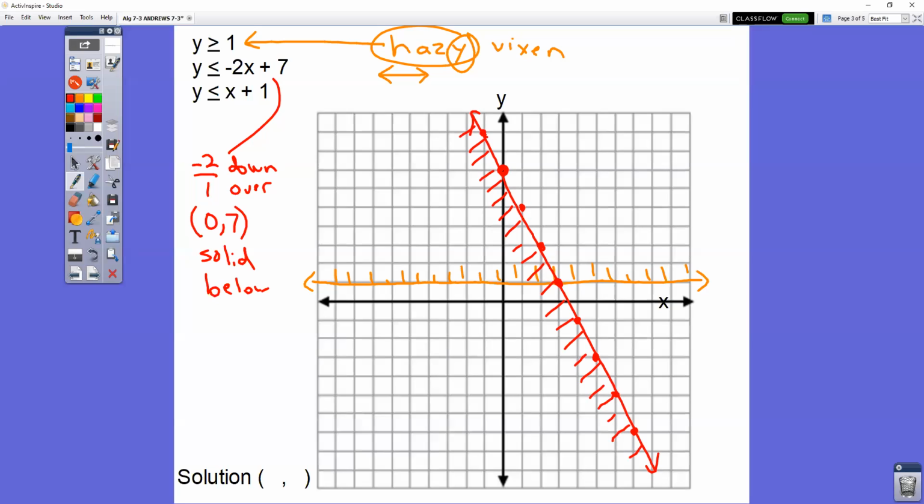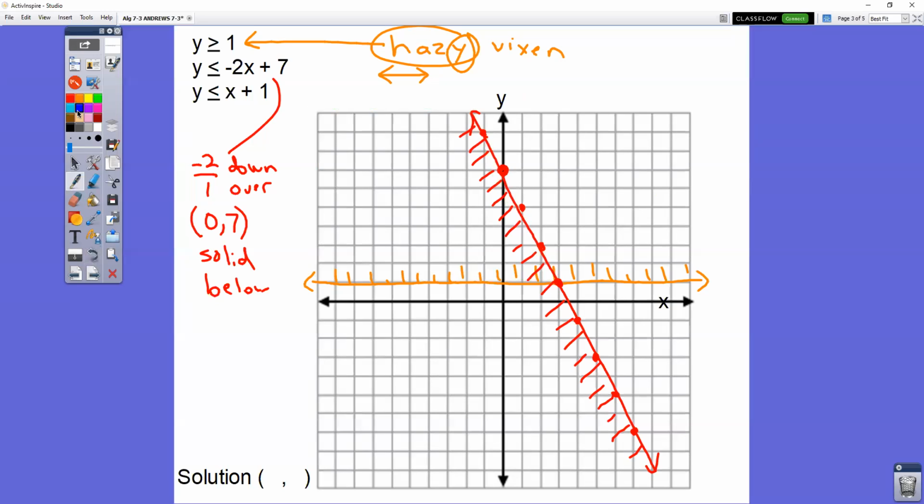So now I've narrowed down my solution area to in here, right? I've narrowed down my solution area to in there because that's where the double shaded area is. But I have one more that I need to graph still. So let's take a look at this third one.